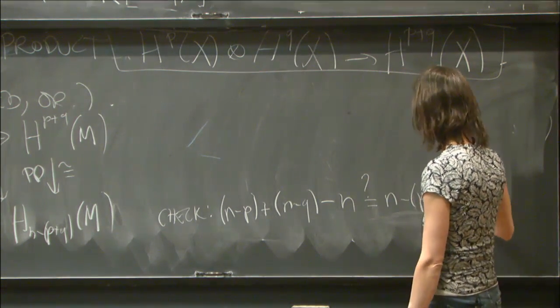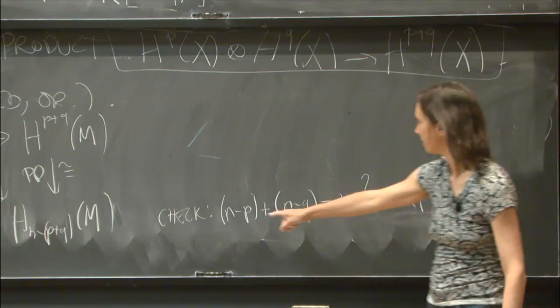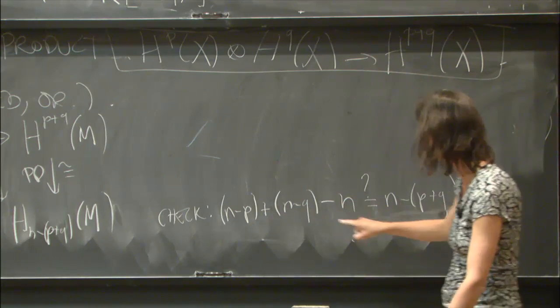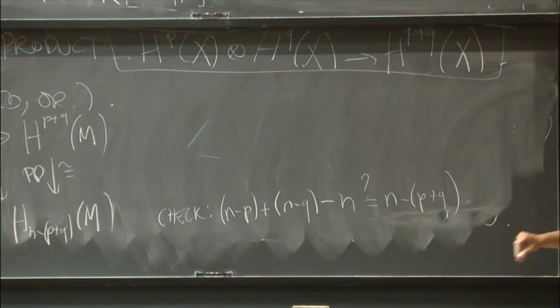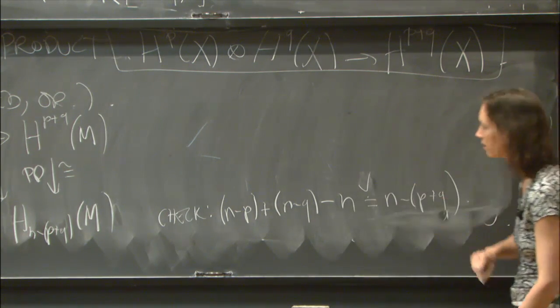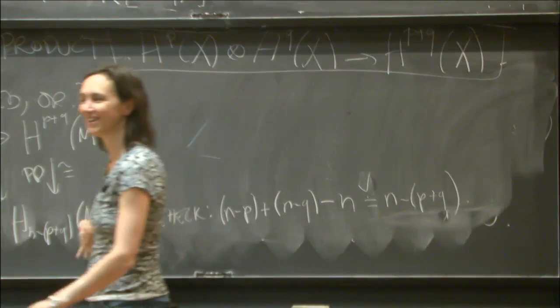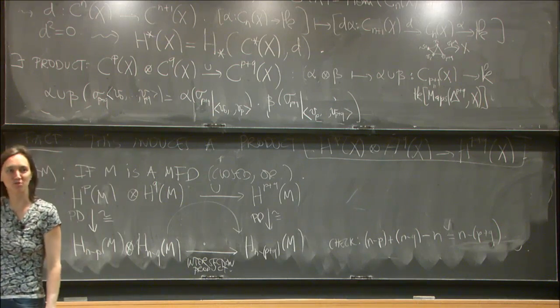Do we agree with this? Or do I have N plus N minus N, which is N minus P minus Q? Yes. At least it has the right dimension. Okay. This is as much as I could check right now. This is not something you just prove so easily.